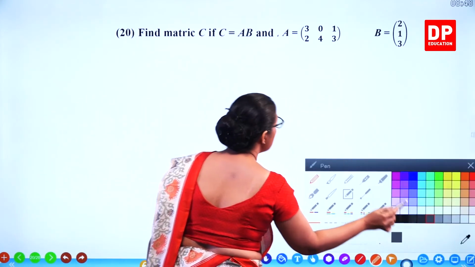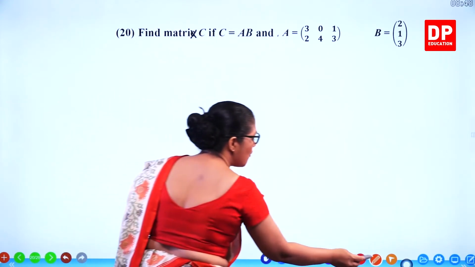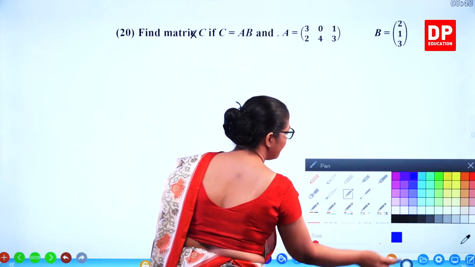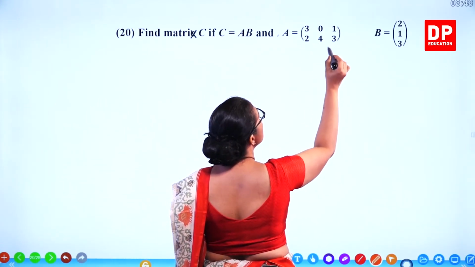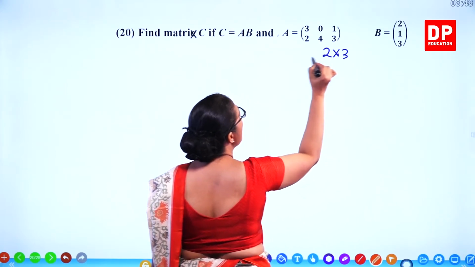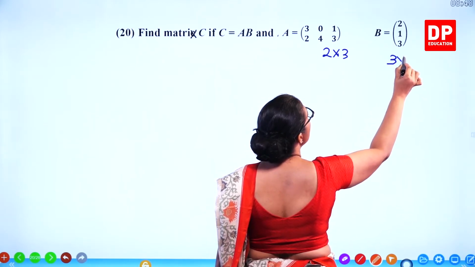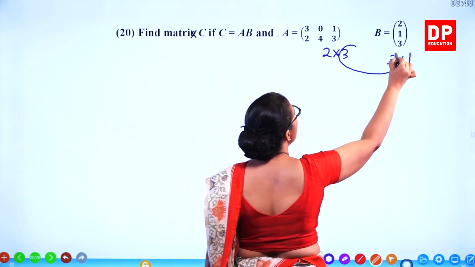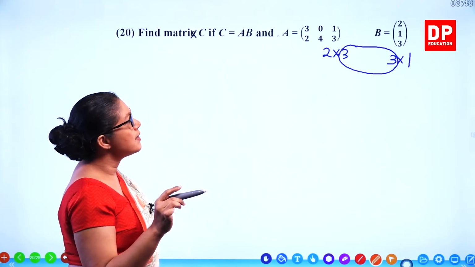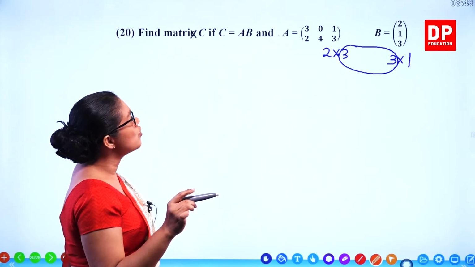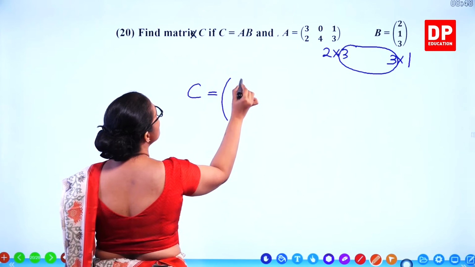So this is matrix C, if C is equal to AB. What is AB? Multiplication. So can we multiply? How do we find out? This is 2 rows and 3 columns, a 2 by 3 matrix. This is 3 rows and 1 column. These two are equal: the number of columns in the first one is equal to the number of rows in the second matrix. So you get a 2 times 1 matrix. So C becomes 2 times 1.